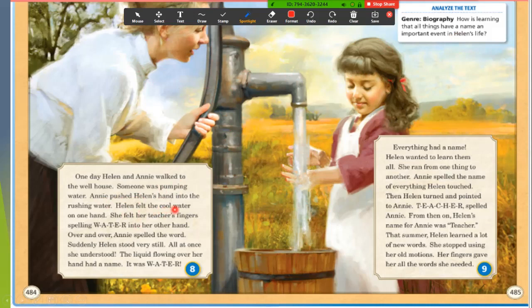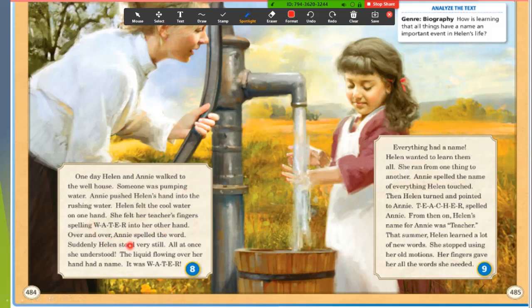Helen felt the cool water on one hand. She felt her teacher's fingers spelling. Her teacher was spelling what? W-A-T-E-R, water, into her other hand. So with one hand, she was putting her hand in the water. On the other hand, her teacher was taking her hand and making her learn the words by using the fingers.